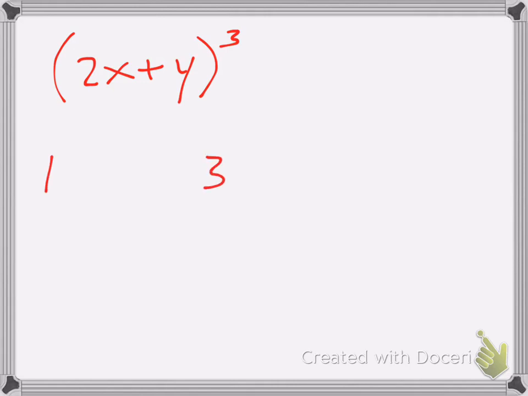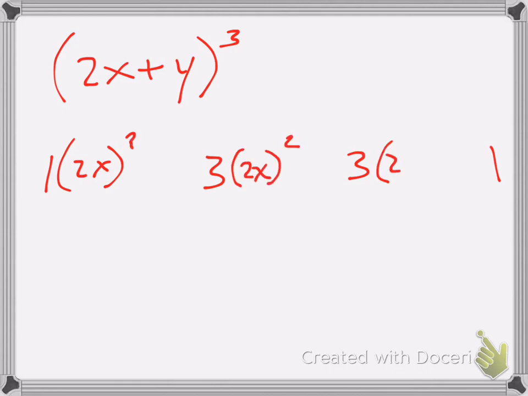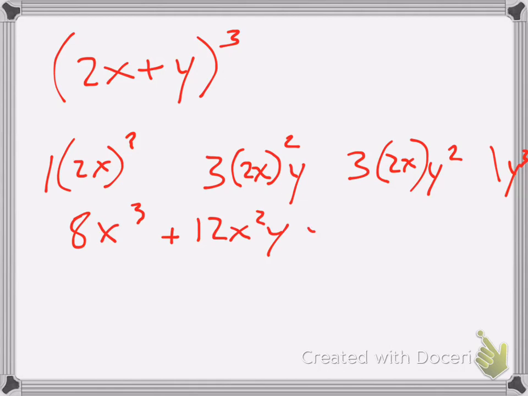1, 3, 3, 1. 2x cubed, 2x squared, 2x, y cubed. You're done? y squared, and y. 8x cubed plus 12x squared y plus 6x y squared plus y cubed. Yeah, you did. I'm done, right?